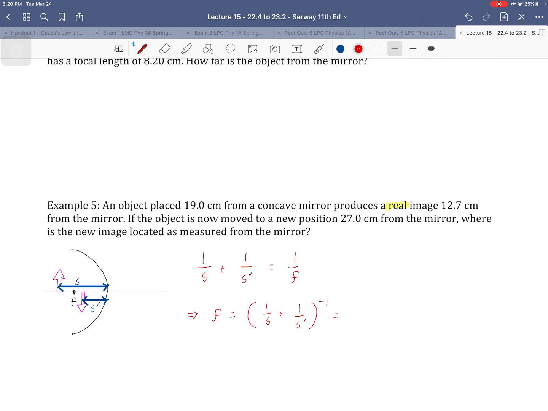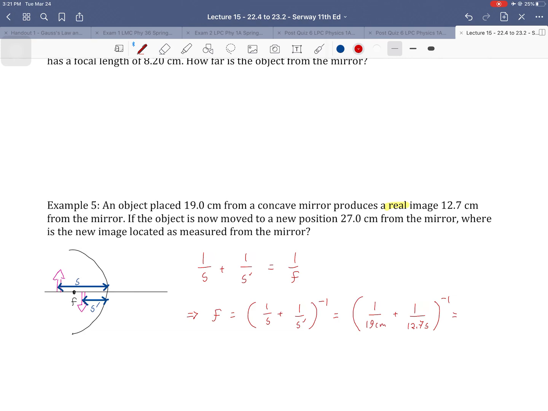Both S and S prime are positive because they're on the same side. It's really S prime that's positive because it's on the same side as S. And because S is always positive, the object length is always positive. So we simply plug it in, leaving it all in centimeters. I have 19 centimeters for S and 12.7 centimeters for S prime, the image length. That's going to give me my real focal length.